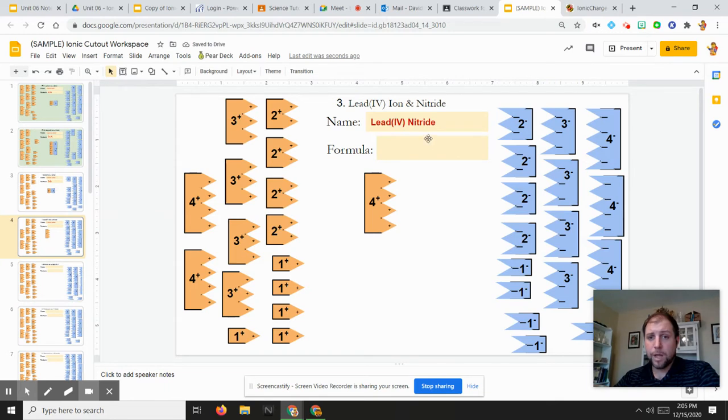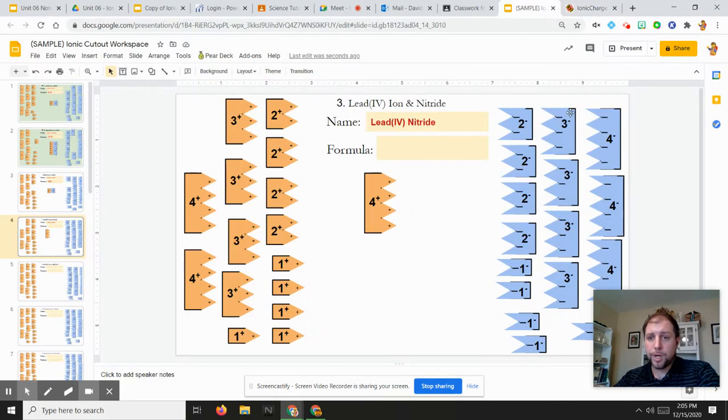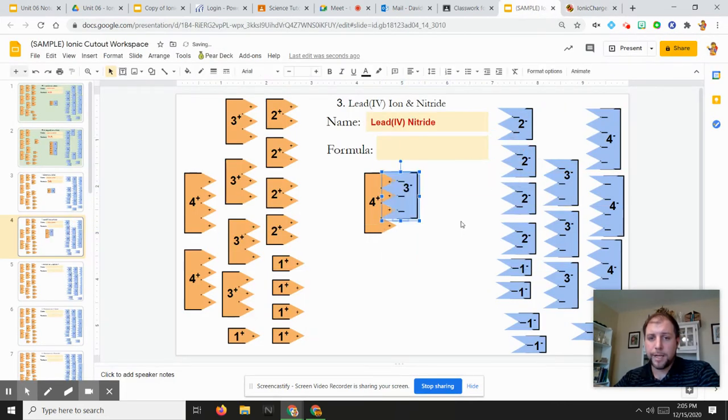All right, great. Nitride is N3 minus. So nitride is a 3 minus. So I'm going to grab a 3 minus here. I'm going to click them into place. All right, bam. Now you see there's an opening here. Lead is trying to get rid of 4 electrons. This nitride's only accepting 3. So we've got to bring along another nitride. Okay, another nitride in here.